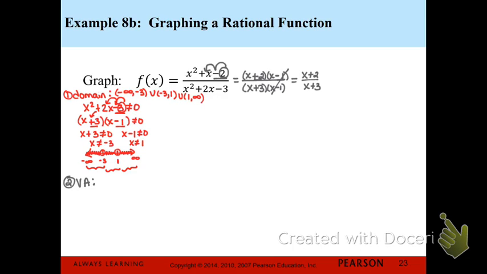So remember you said your vertical asymptotes were your uncancelled factors of the denominator. Did anything on the denominator not cancel? The x plus 3. And you set it equal to 0. So subtract the 3. And we have a vertical asymptote at x equals negative 3.